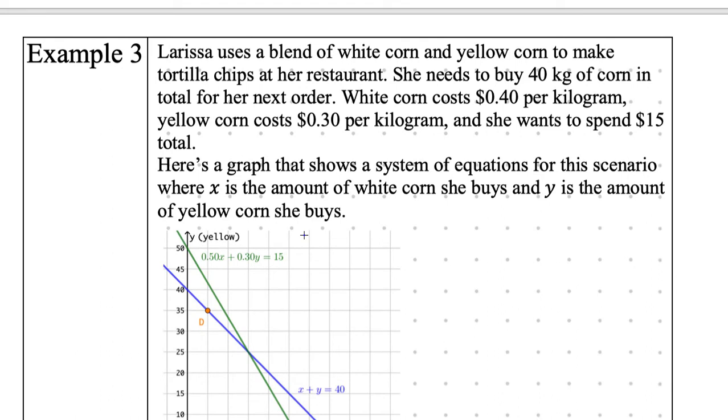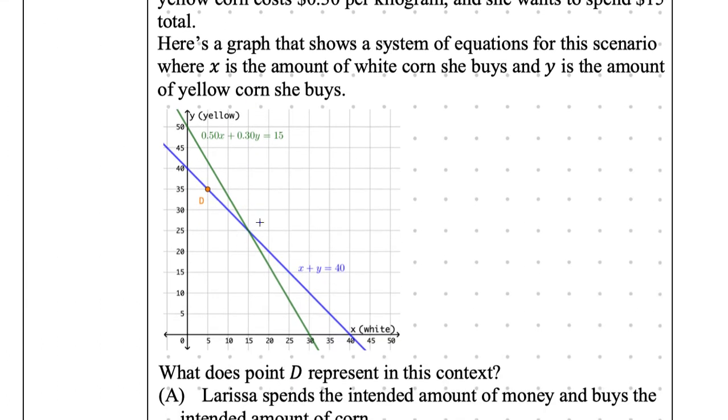Larissa, you are using a blend of white corn and yellow corn to make tortilla chips at your restaurant. So she needs to buy 40 kilograms of corn in total for her next order. White corn costs 40 cents per kilogram and yellow corn costs 30 cents per kilogram. She wants to spend just $15. So here's a graph that represents that system.